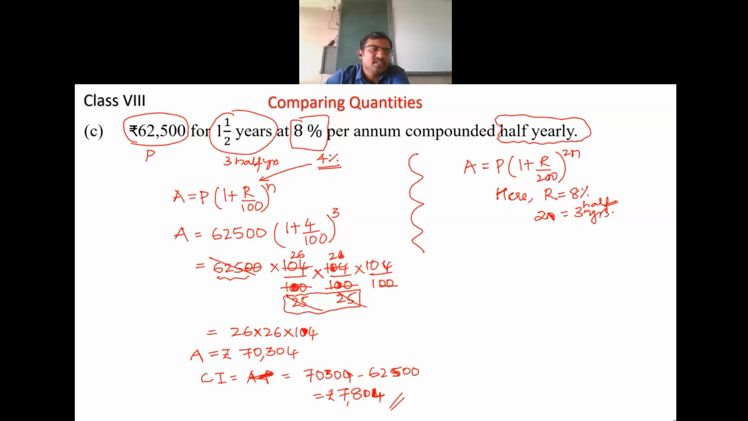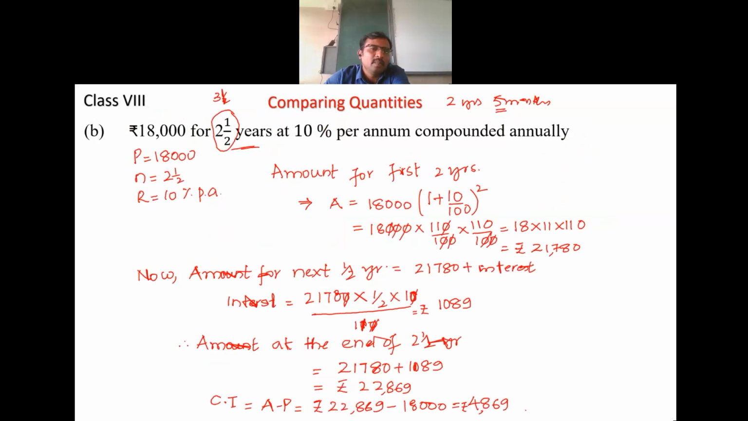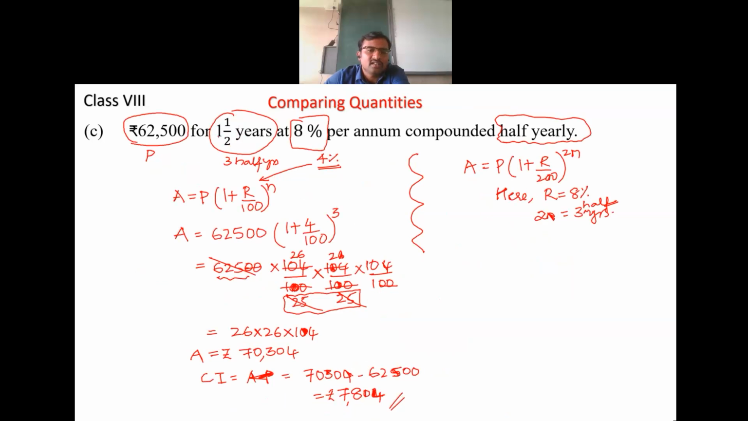It is not like the previous question. Here 2.5 years: 2 years we have calculated, then half year. Here it is not like 1 year is calculated, then half year. It is like three half years. So in the traditional method, 3 times you need to find the simple interest.